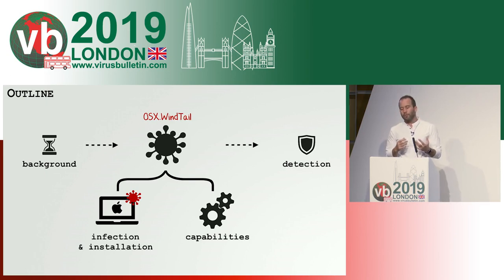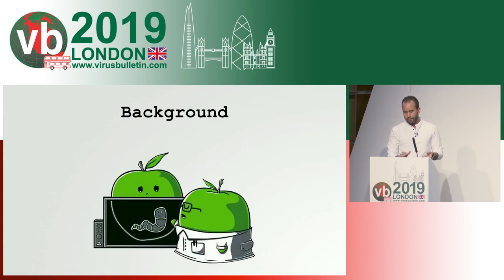So first we will briefly discuss some background information, such as some previous research, and also briefly discuss the APT group responsible for creating the malware. After that, we'll then discuss WindTail's infection and exploitation vector, and then also talk about its persistent installation and, of course, its capabilities. And then we'll end by discussing some generic ways that we can detect this malware and its variants. All right, so let's dive in, starting with some background information.